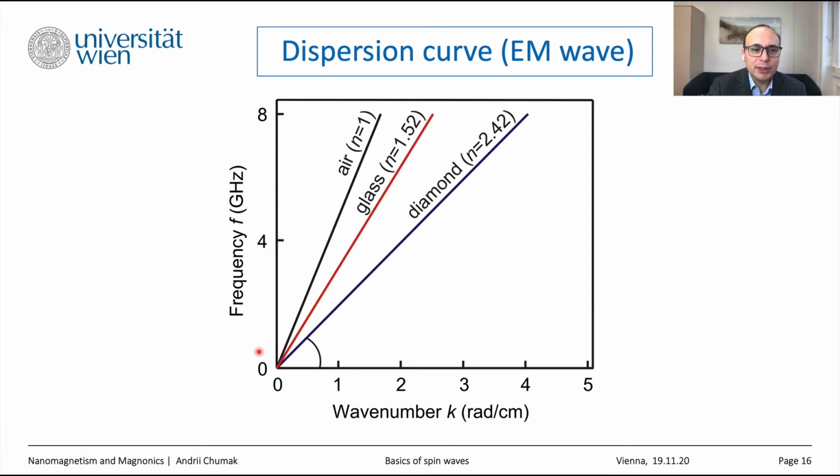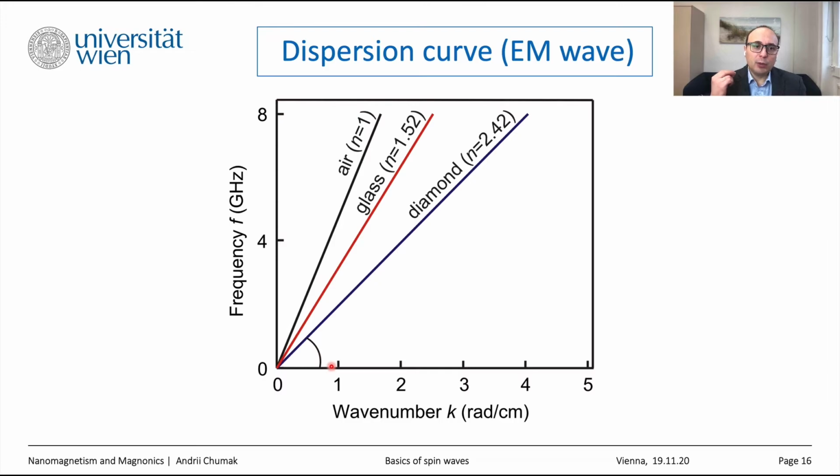And you see that the dispersion, for example, in air looks like this. This is just a straight line which goes through the zero point. And the dispersion curve tells you something very simple. I want to work with a frequency of 4 gigahertz. Then I just go here and I see, okay, for 4 gigahertz, my wave number will be a bit less than 1 radian per centimeter. It means the following: if I want to know my wavelength, I just take 2 pi over this value. And I can say, okay, my wavelength here will be 7.5 centimeters for this frequency in air.